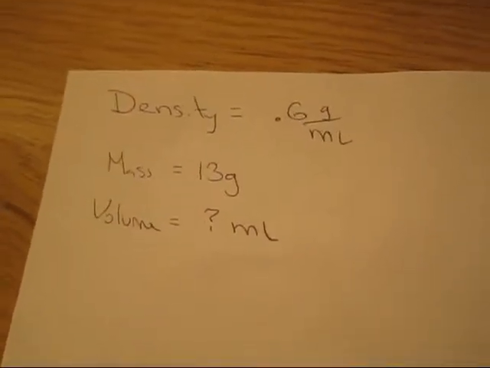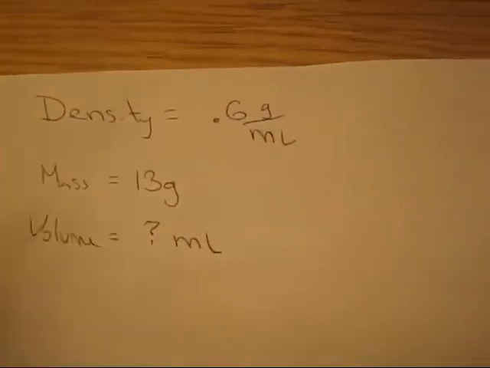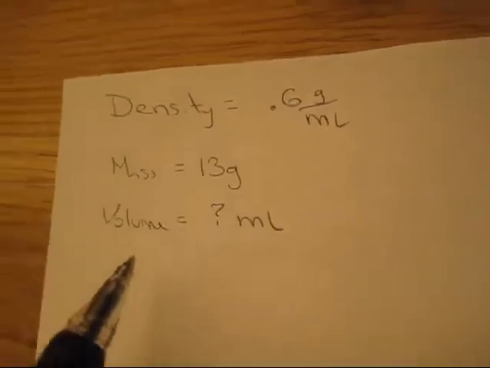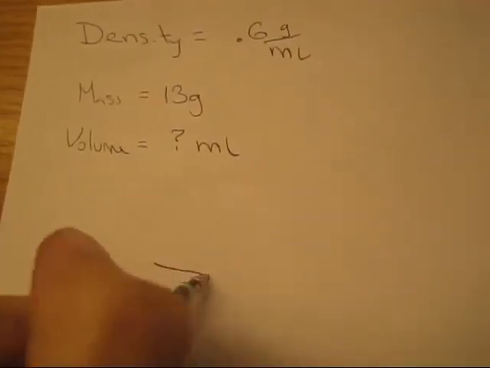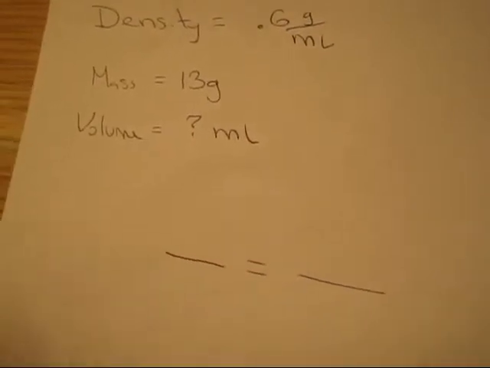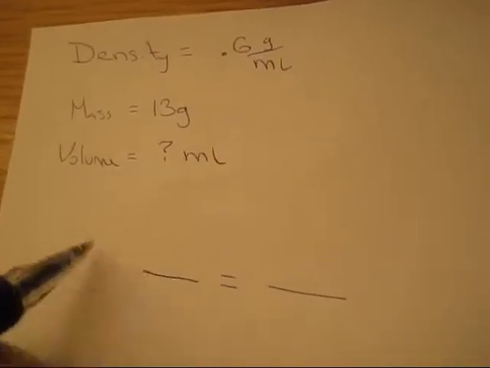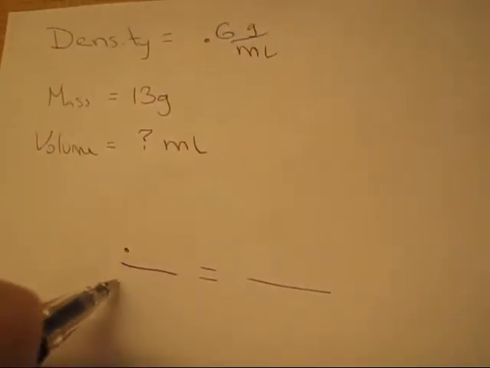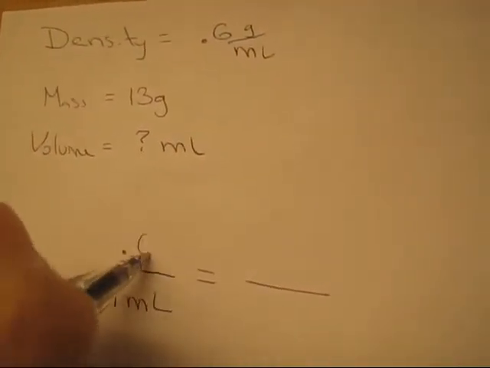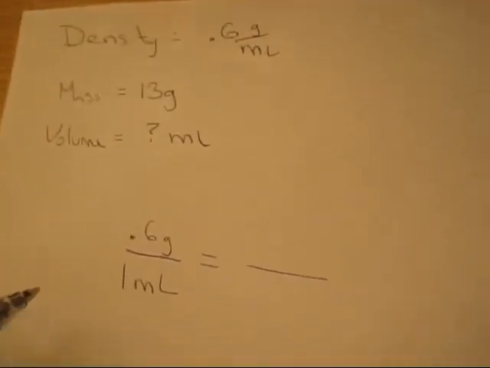Okay, so today we talked about different ways we could solve for mass or volume if we're given density. And we're going to learn how to solve these problems using ratios. So when I do a ratio, this side is always going to have my density. So for every 1 milliliter, there are 0.6 grams of that metal.